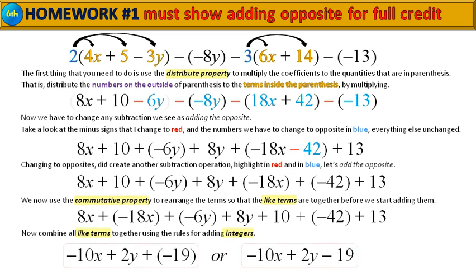Negative 10x plus y plus negative 19, or negative 10x plus y minus 19 are your final solutions. Remember, adding the opposite is the same as subtracting the opposite integer, so both of these solutions will work. Let's proceed to the quiz questions.